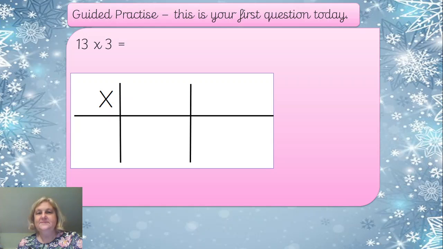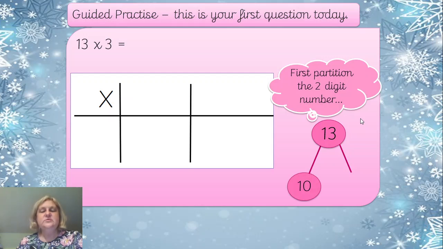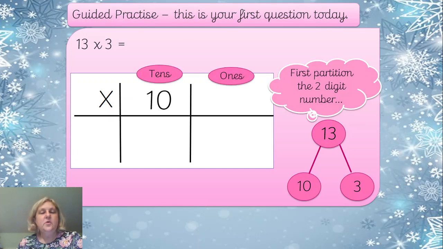So don't worry. Okay, so we've got 13 times 3 this time. Let's partition that first 2-digit number, and the 2-digit number is 13. So we split that 13 into 10s and 1s. It's 1 ten and 3 1s. So they split into 10s and 1s, 1 ten and 3 1s. And we're going to times it by 3.